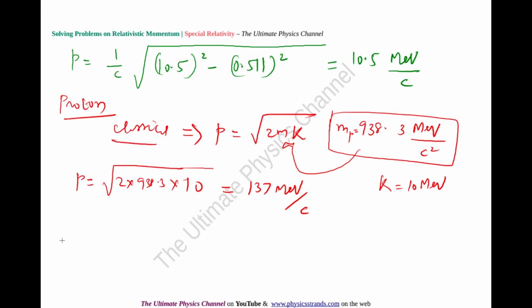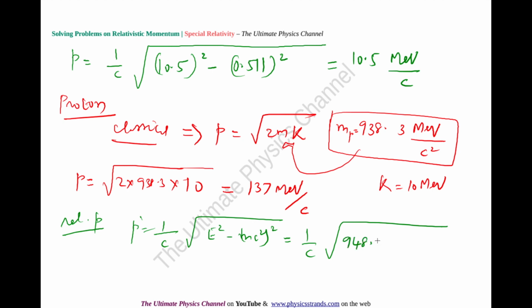This is classical. So if I do the relativistic P for the proton using this expression, P is equal to 1 over c times the square root of E squared minus mc squared, whole squared. E here is the total energy. So it becomes 948.3, because 938.3 is the rest mass energy plus 10 MeV that you are adding by accelerating it through that potential. Then minus the rest mass energy 938.3. Within the square root, it is not directly a subtraction, but the square of each of these two things, and then there is c outside. If I work that out, I get 137.4 MeV over c.